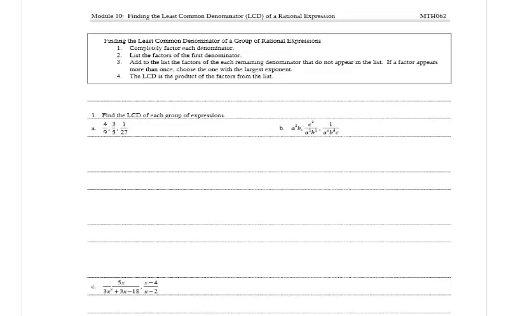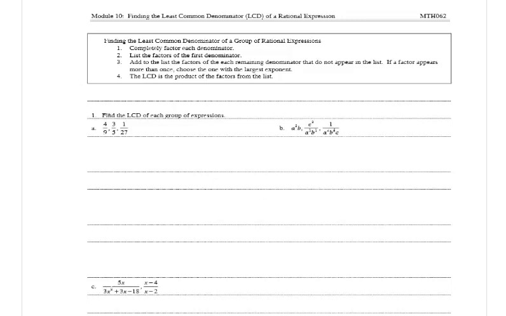3, add to the list the factors of each remaining denominator that do not appear in the list. If a factor appears more than once, choose the one with the largest exponent. And then 4, the least common denominator is the product of the factors from the list. So in 1, they want us to find the least common denominator of each group of expressions.